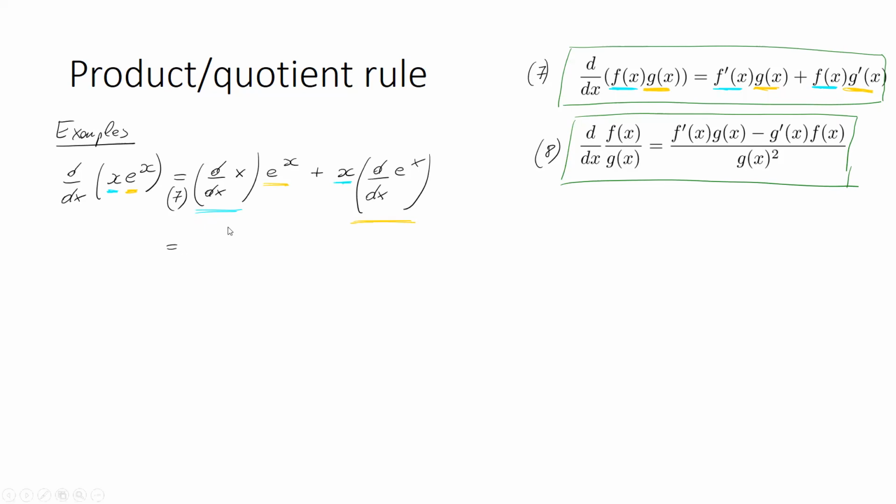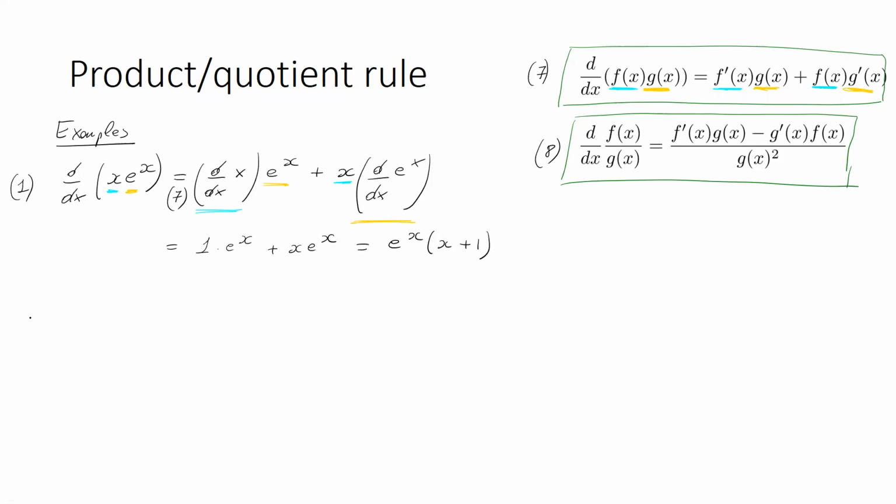And now, of course, we have to work that out. Well, d dx, the derivative of x, that's just 1 times e to the x. And then the derivative of e to the x, we've just seen that's e to the x. So we get x times e to the x. And I can factor out e to the x and write this as e to the x times x plus 1.